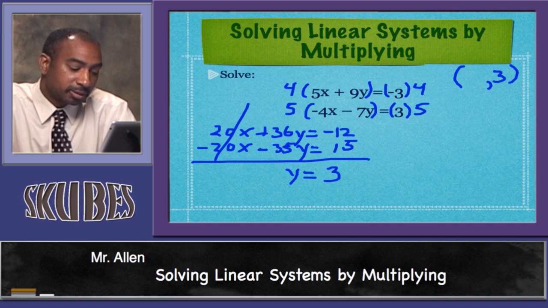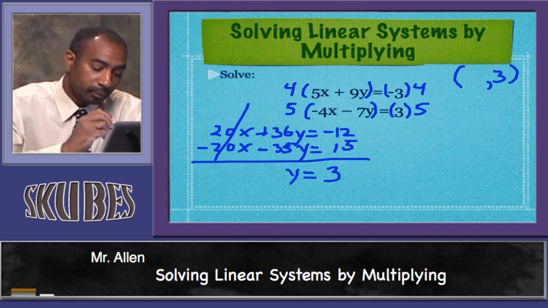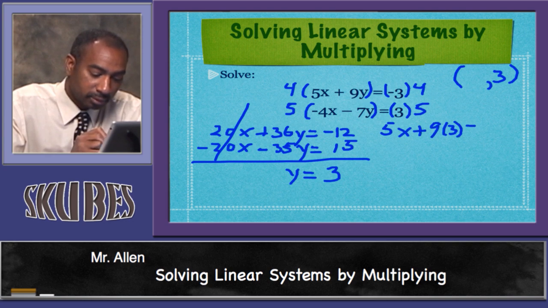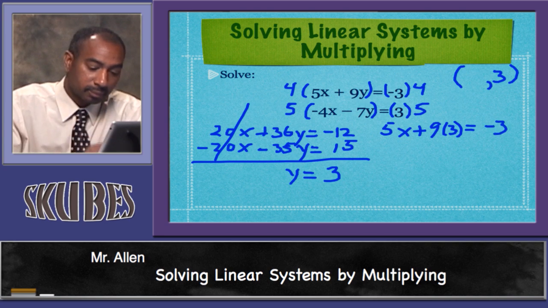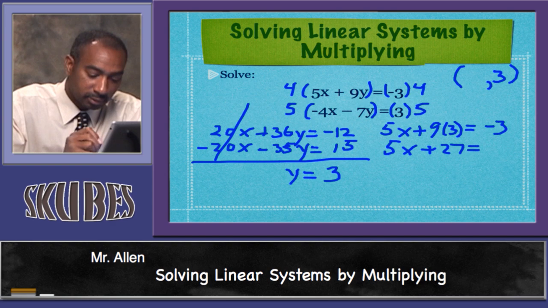You can substitute that into the top or bottom equation. Let's say I choose the top equation. So I'm going to have 5x plus 9 times 3 equals negative 3. All right, so you're going to have 5x plus 27 equals negative 3.